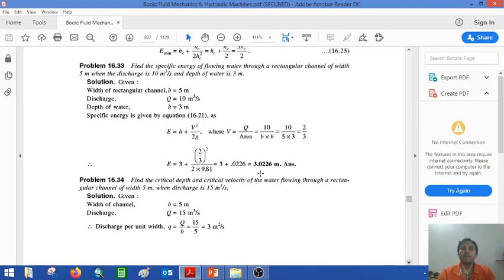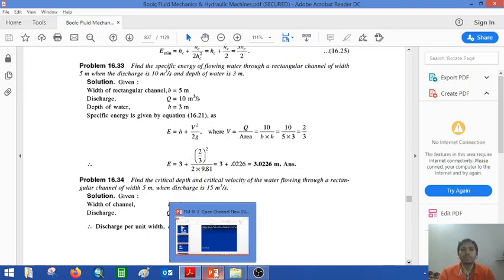Please remember that specific energy is always observed in the unit of meter. Ultimately, specific energy shows the relative depth, the safe depth at which the energy is minimum. It means the water is near about steady, where the velocity and depth are nearby equal. So this we consider as where we get the minimum specific energy.